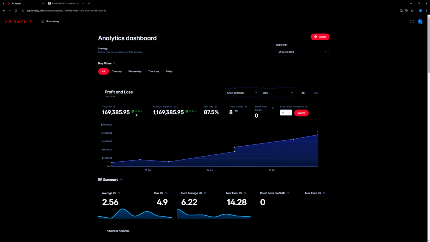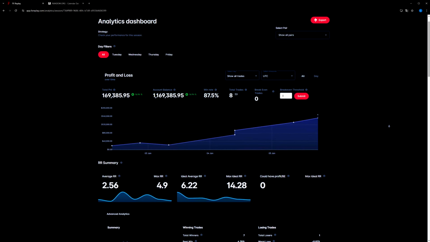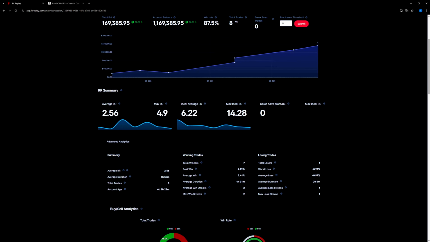So we managed to make 16.9% with just risking 1%. The total drawdown, I think, was 1%. So yeah, come on. Those are really, really beautiful stats. Yeah, guys, not much more to say other than these stats are really good. So the average R was 2.5 R. We try to aim for 2 RRs, so that's to be expected. The highest RR that we scored this time was 4.9.